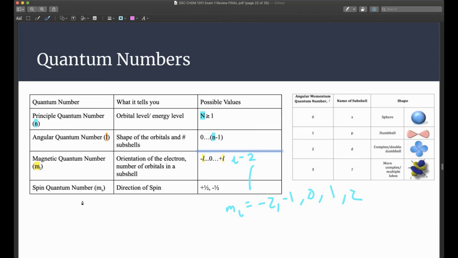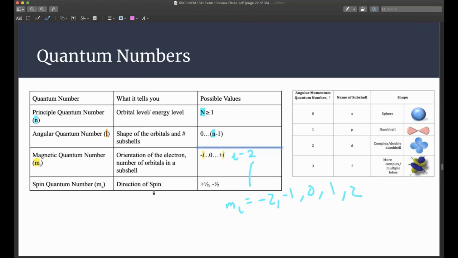And then finally, we have our spin quantum number, which is the direction of spin. There are only two values for that: positive 1/2 and negative 1/2. What that basically means is that in each little orbital, or little dash, when we talk about electron configuration, the electron can be spinning upwards or spinning downwards. And that's what the spin quantum number is referring to.